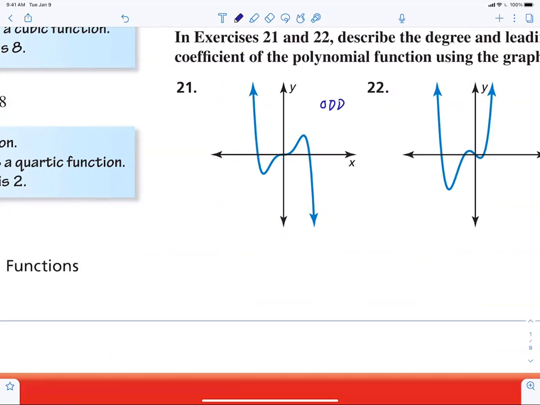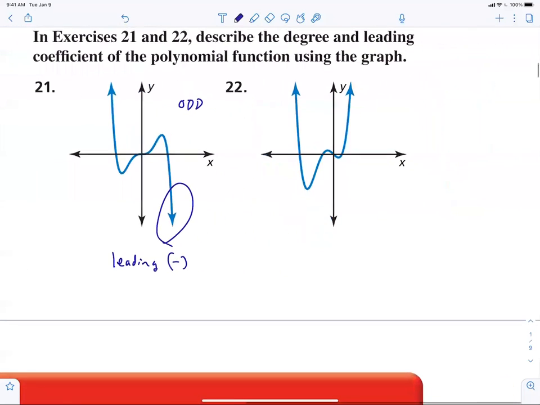Now, normally, when you plug in a positive, you get a what? But now I'm getting a what? So that means the leading coefficient must be what? Must be negative. All right. So here it is an odd degree and the leading coefficient is negative.